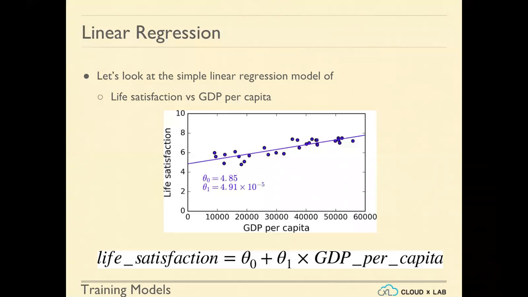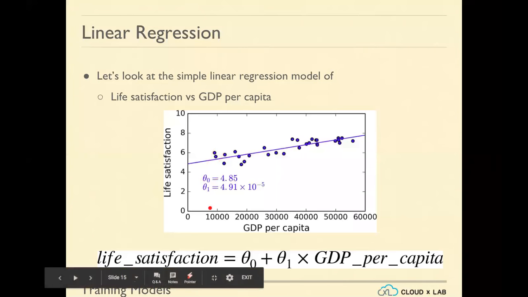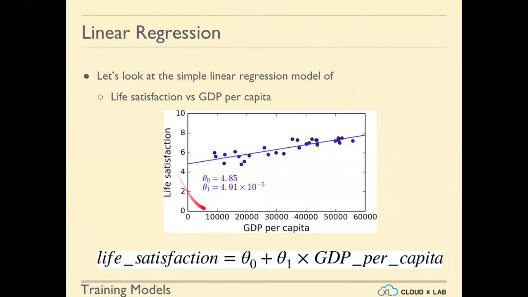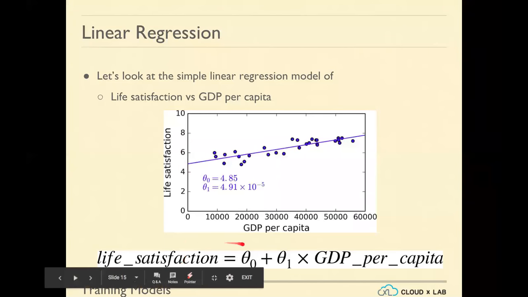Let's take a look at a simple linear regression model of life satisfaction versus GDP per capita. Here there is a graph plotted between GDP per capita and life satisfaction. As the GDP per capita is increasing, the life satisfaction is also increasing. So life satisfaction is equal to theta 0 plus theta 1 into GDP per capita.